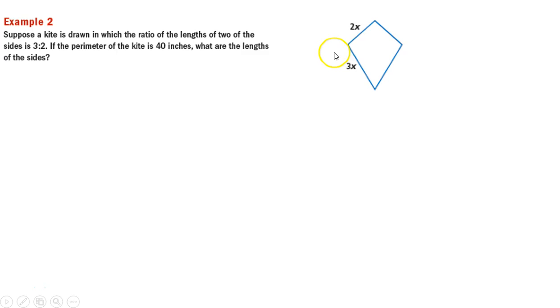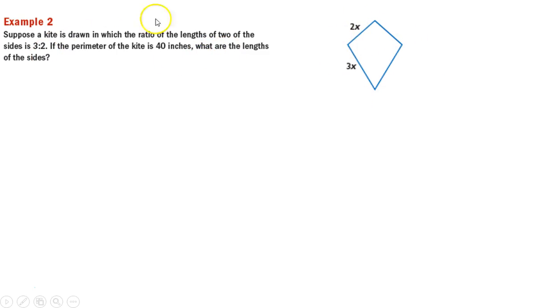So that's what that ratio is, and that's why we have 2x and 3x here, because for every 2 units here, there's going to be 3 here. So whatever x is, we multiply that by 2, and then we multiply it by 3 here, because that's what the ratio is of 3:2. And we know that the perimeter of the kite is going to be 40 inches all the way around. Then we've got to find the lengths of the sides.